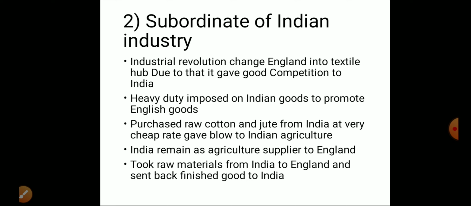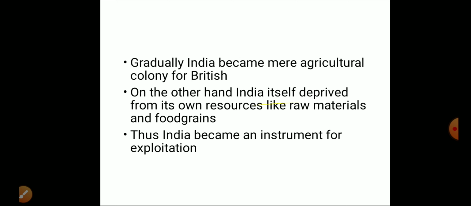સેકન્ડ થિંગ, the color quality regarding the English goods was far better because this was done by machine. Even the finishing work is also done by the machine. So it was far better in that way. So Indians were more attracted towards that thing. Then gradually India became a mere agriculture colony to British, as I said.